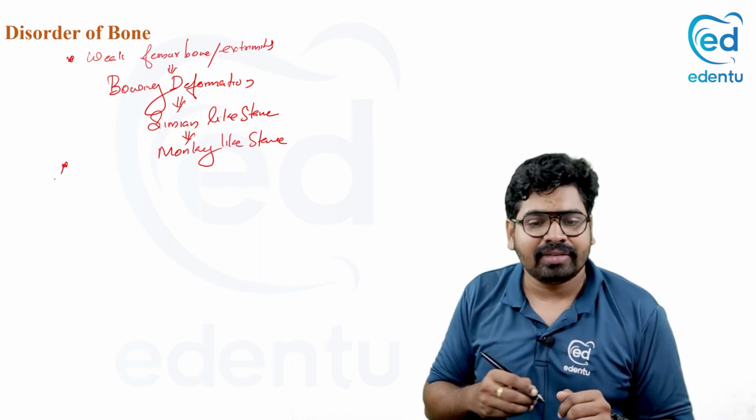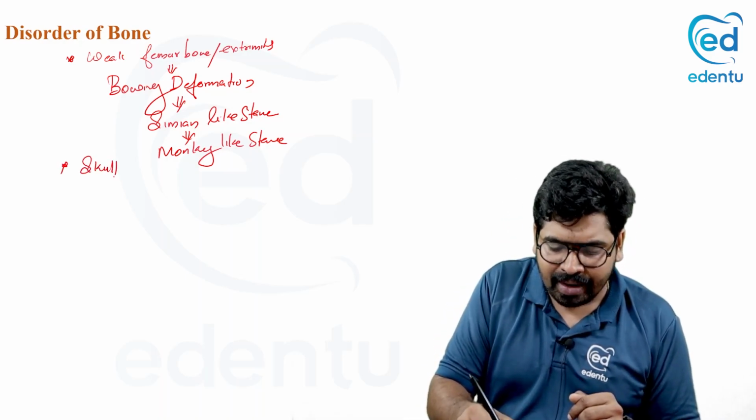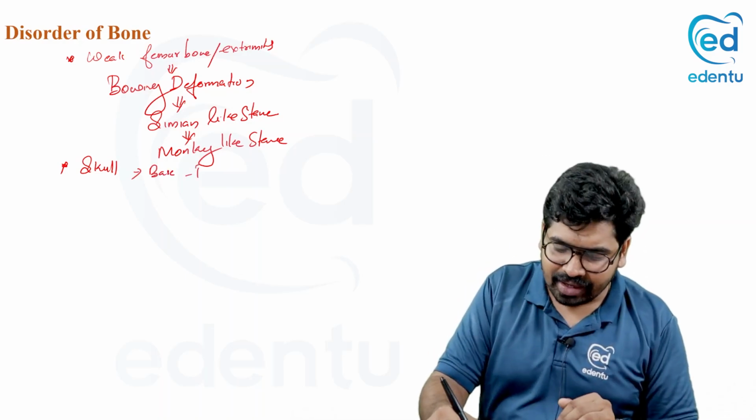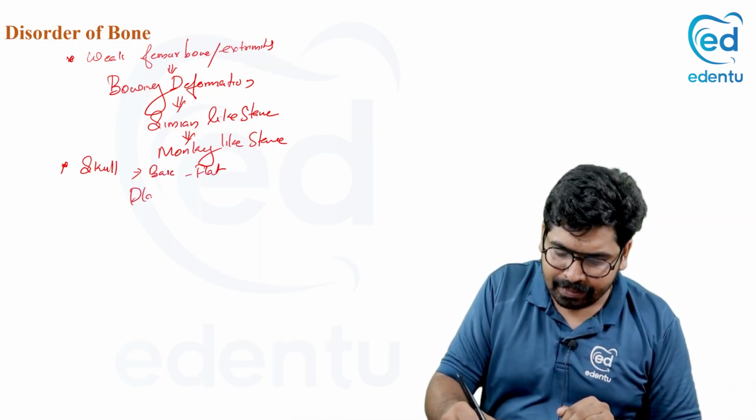Another thing you can see is that the base of the skull becomes flat. It is called platybasia.